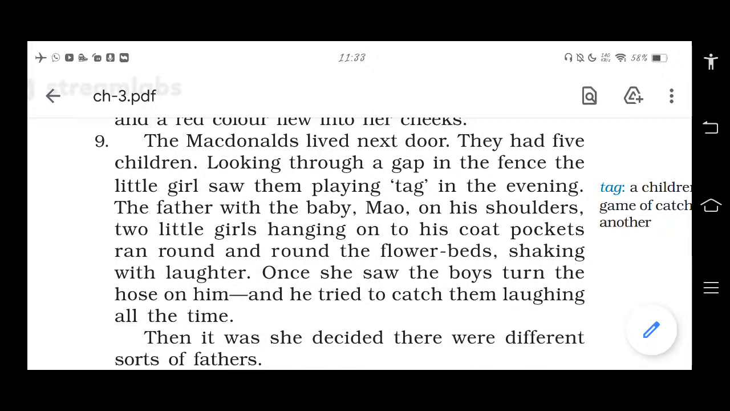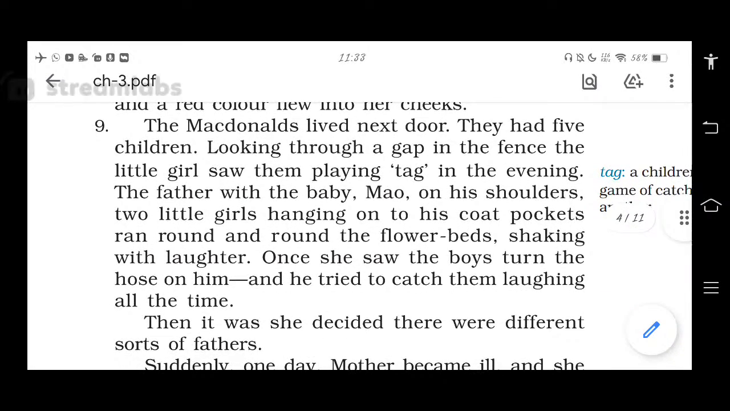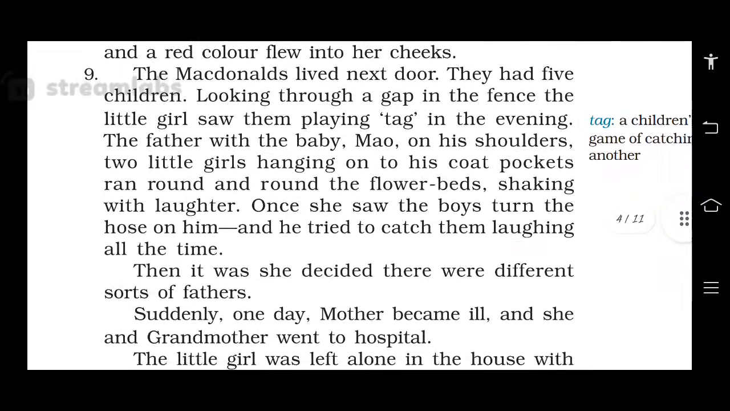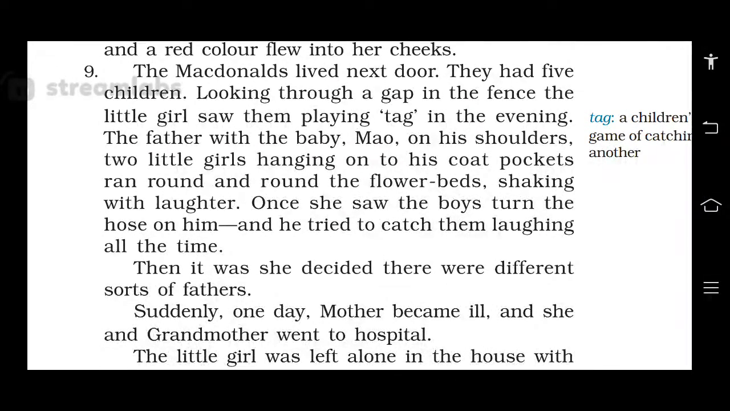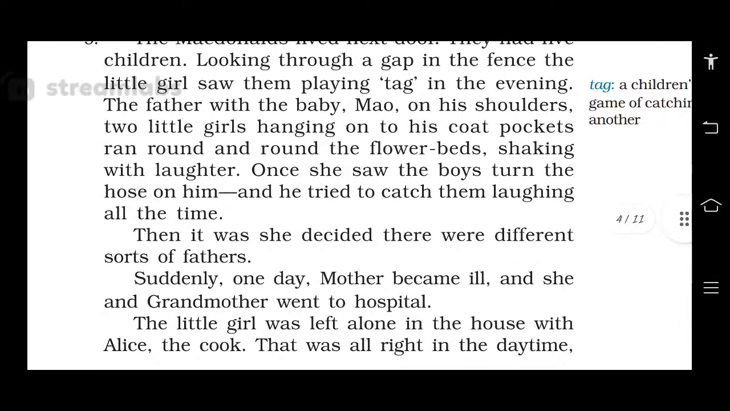Looking through a gap in the fence, the little girl saw them playing tag in the evening. The father with a baby on his shoulders, and 2 little girls hanging onto his coat pockets, ran round and round the flower beds, shaking with laughter. Once she saw the boys turn the hose on him, and he tried to catch them, laughing all the time. Then it was she decided there were different sorts of father.